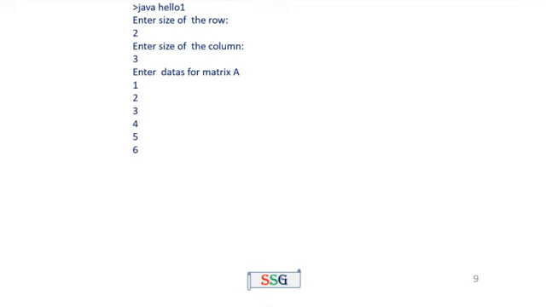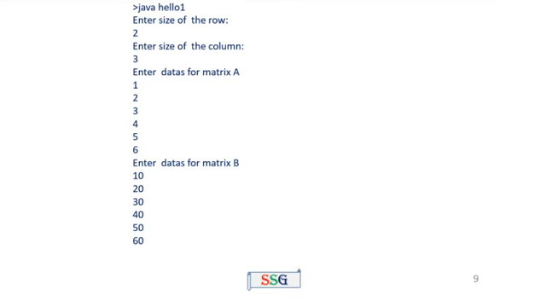Then the output for this program. Enter the size of the row: 2. Size of the column is 3. That means a 2 cross 3 matrix. Enter the data for matrix A: 1, 2, 3, 4, 5, 6. Enter the data for matrix B: 10, 20, 30, 40, 50, 60. That means it's performing the matrix addition, that is A plus B.